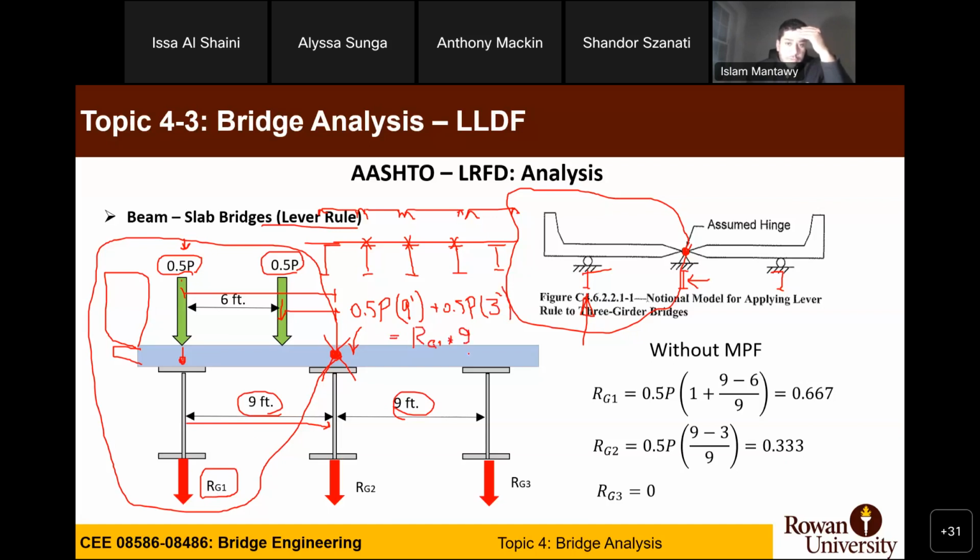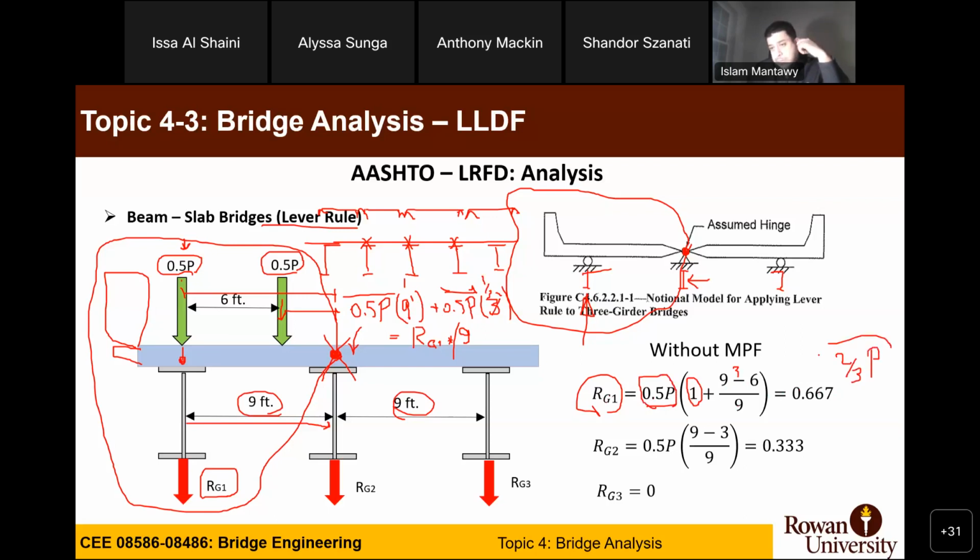So if I rearrange the equation, I can have RG1 by taking half P as a common factor and, at the same time, dividing over 9. So 9 over 9 became 1, and 3 over 9 became a third, right? I take 0.5 P as a common factor, so I have 1, which is 9 over 9, plus 3 over 9, which is a third. So the load will be 0.667, which is 2/3 of P, right?